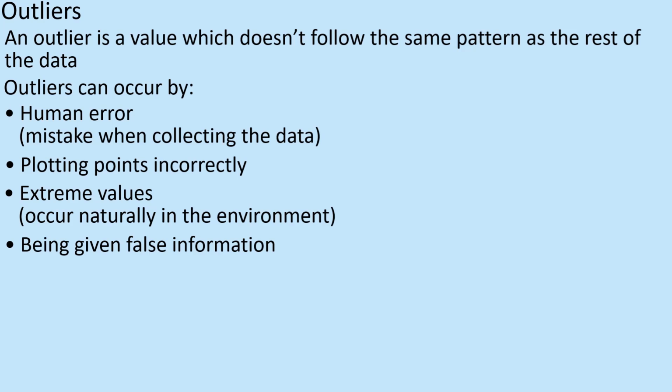Or of course, false information. Maybe someone's lying. Maybe you're collecting data on number of siblings, and you ask the question to everybody, and everyone's saying 1, 2, 3 siblings, and someone says, "Oh, I've got 48." Well, clearly that's not right. But ultimately it's the data, and of course you're misinformed.